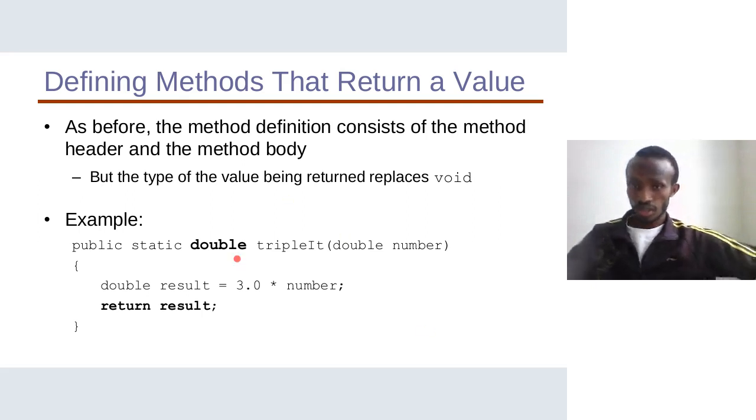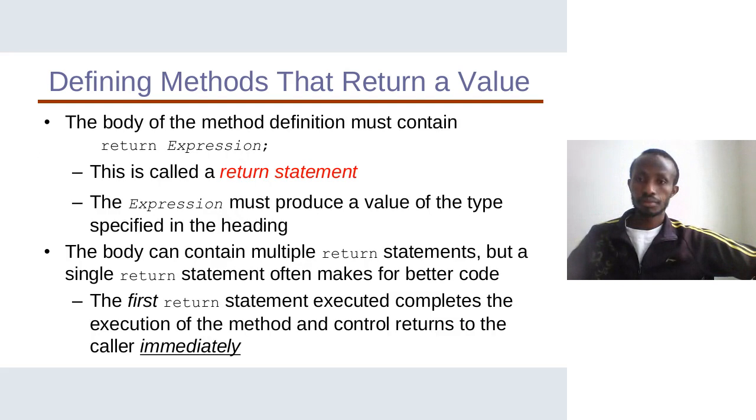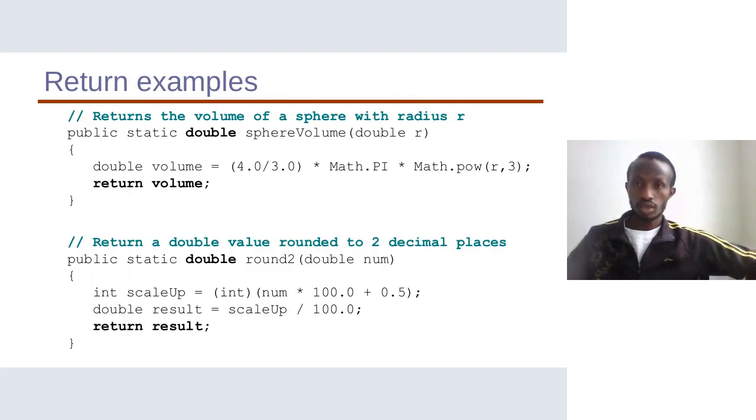Now here you have a method that can return a value. In this case, you're expecting it to return a double. If your method returns a value, meaning the return type is anything other than void, then it must have the return keyword. If it's void, then it can't have the return keyword. The return statement is used to return a value to the caller.